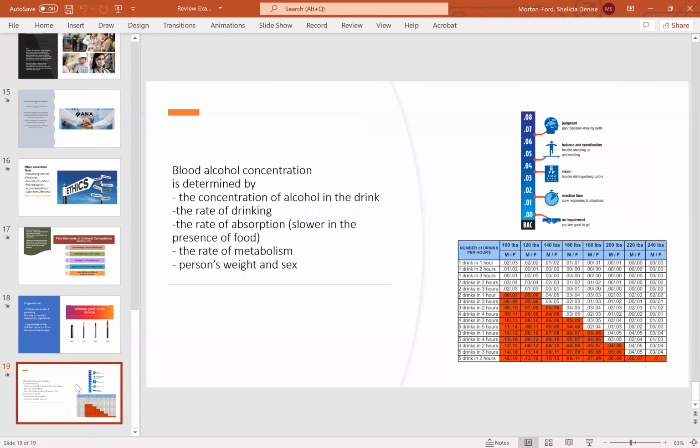So when we talk about blood alcohol concentration, it is determined by the concentration of the alcohol in the drink, like how much alcohol is really in that drink. The rate of drinking, like how fast is that person drinking? Is it just a drink today and maybe another one next month, or are they drinking every 30 minutes or every hour? And then the rate of absorption. If that person is consuming alcohol and eating, the rate that the alcohol is absorbed by the body is different than if someone does not have food on board. And we have to also consider that person's weight, their sex, and the rate of metabolism. Those are all things that should be considered.